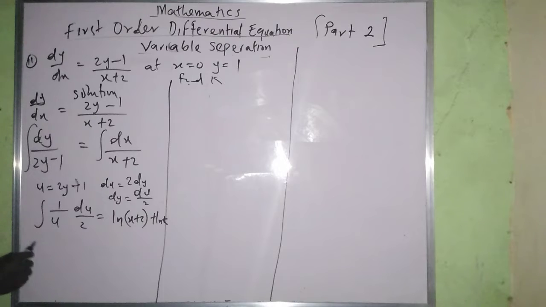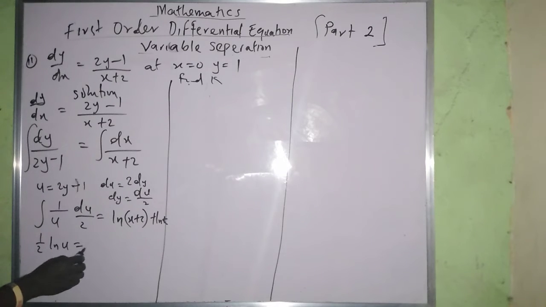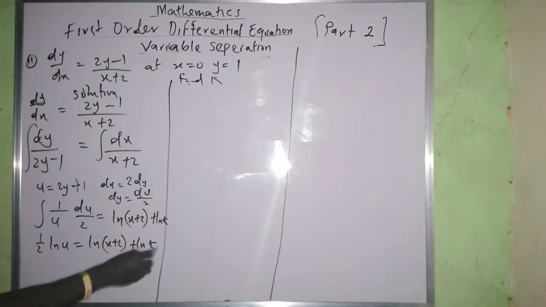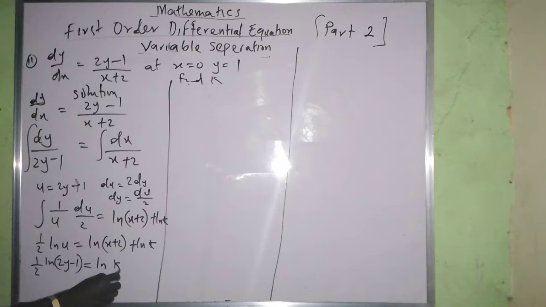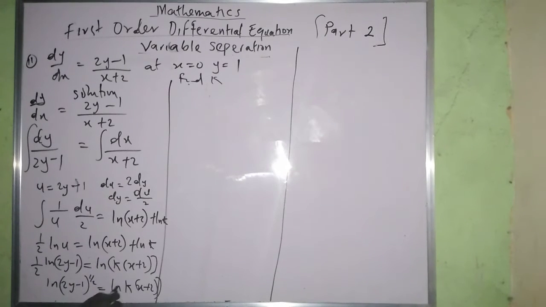Now, if I have this, I'll be having 1 all over 2 ln u, which equals ln of x plus 2 plus ln k. Now, since I have this, 1 all over 2 ln of u, which is 2y minus 1, equals ln k bracket of x plus 2. I'm using the law of logarithm. Now, I can say that ln 2y minus 1 bracket of 1 all over 2 equals ln k, x plus 2 and close bracket.